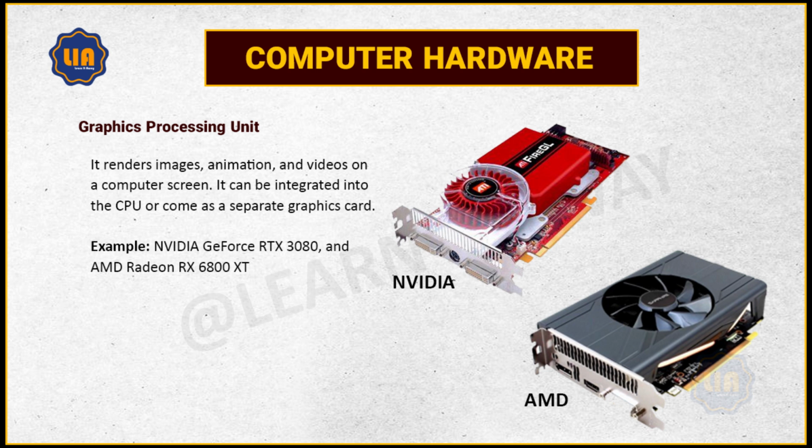Graphics processing unit. It renders images, animation, and videos on a computer screen. It can be integrated into the CPU or come as a separate graphics card. Example: NVIDIA GeForce RTX 3080, an AMD Radeon RX 6800 XT.